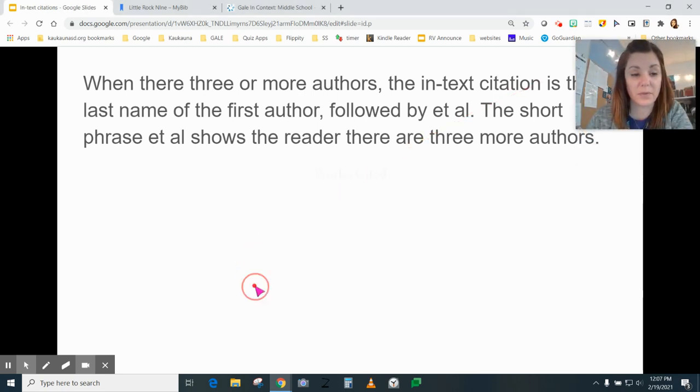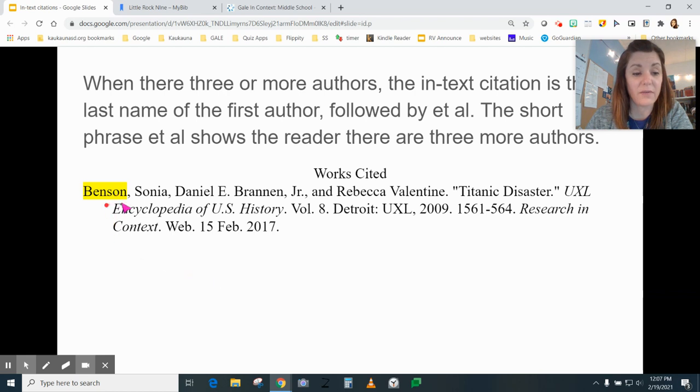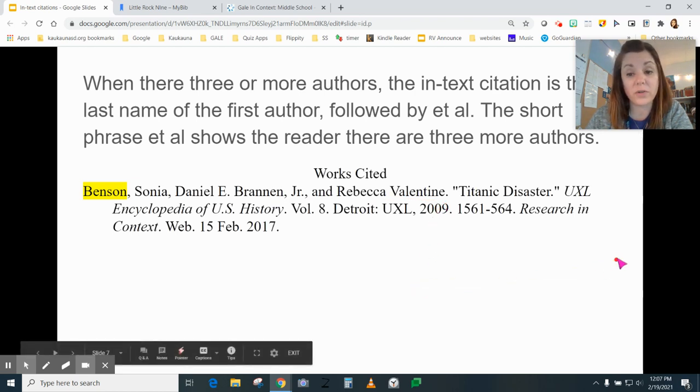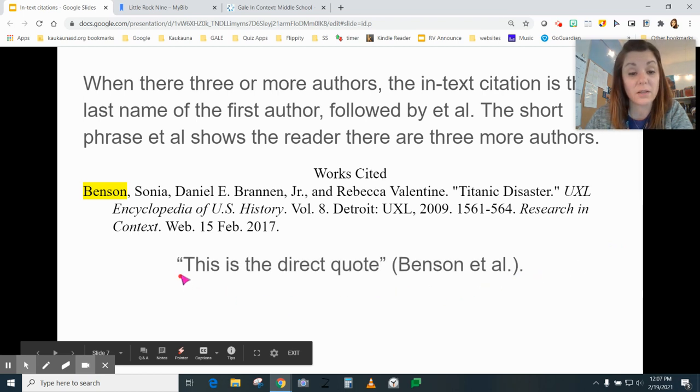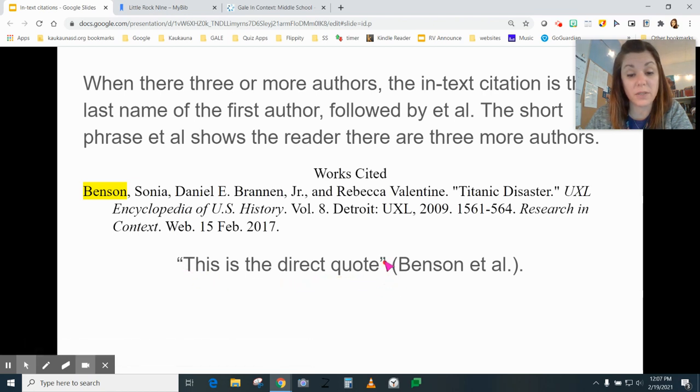So let me give you an example. So here's our works cited. You have Sonia Benson, Daniel Brannon Jr., and Rebecca Valentine. There's 3 authors. And so in order to directly quote something from their Titanic document, I have to make sure the direct quote's in quotation marks, and then I have parentheses, Benson et al., parenthesis, period. And that's because there are 3 or more authors. Et al. shows the reader there are 3 or more authors.